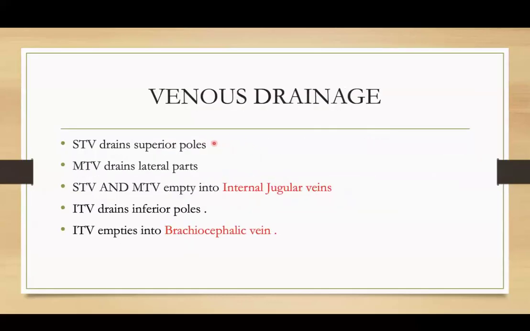Okay, so venous drainage is quite simple. There's a superior thyroid vein, a middle thyroid vein, and an inferior thyroid vein. So the superior one drains the superior poles, the middle one drains the lateral parts, and the inferior one drains the inferior poles. So quite simple. But what isn't as simple is where they drain into. So the superior thyroid and the middle thyroid empty into the internal jugular veins. And I'll show you in the diagram, and it's going to make a lot of sense when you see it there. But just remember that the superior thyroid and middle thyroid empty into the internal jugular, and then the inferior thyroid empties into the brachiocephalic vein.